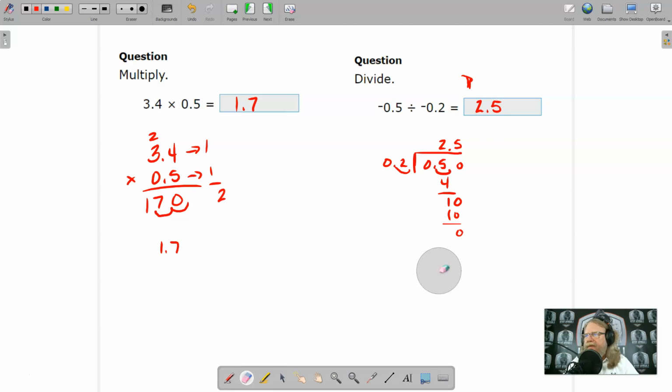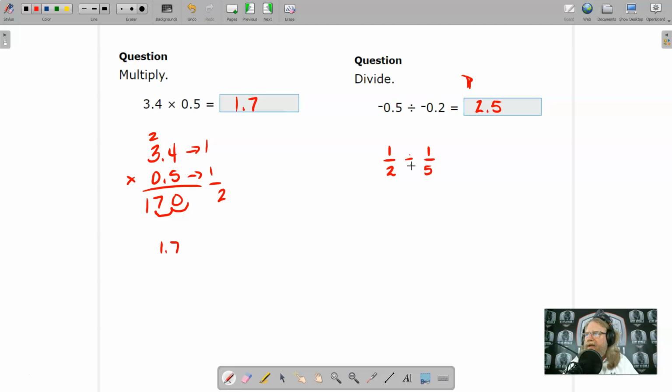Another way we could do it is if you're pretty good at changing decimals over to fractions. Again, let's forget the negative signs, we know the answer is going to be positive. 0.5 as a fraction would be 1/2. And 0.2 as a fraction would be, 20% into fifths, 1/5, right? 1/5 should be right. Yep, 20%, 1/5.